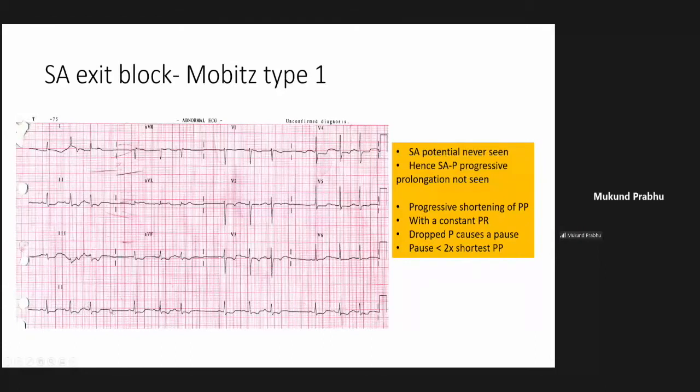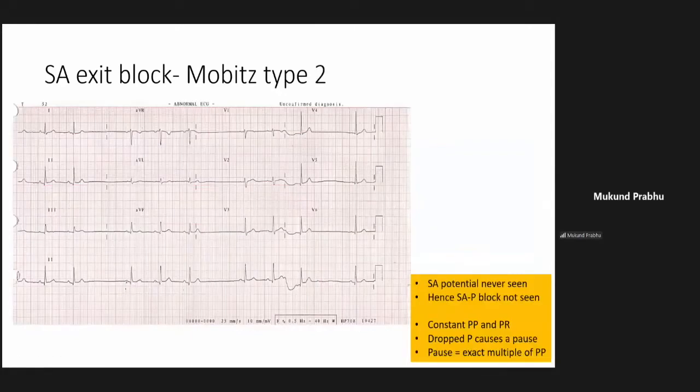So in this particular case, it's a 4:3 SA exit block of the Wenckebach type, causing a progressive shortening of the PP interval with a constant PR interval and a drop which is less than twice the shortest PP interval. So these are the rules of Wenckebach, and we have to apply them in the ECG to bring out the diagnosis. Usually, no particular treatment is needed for this scenario either.